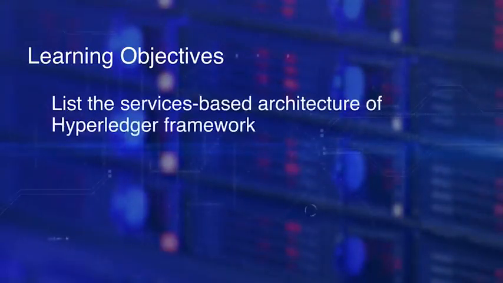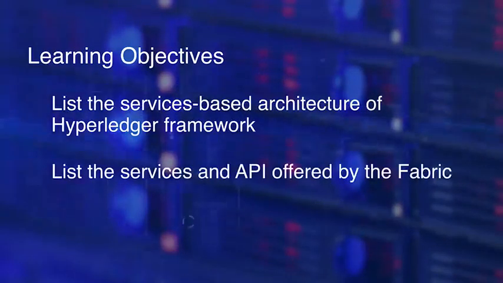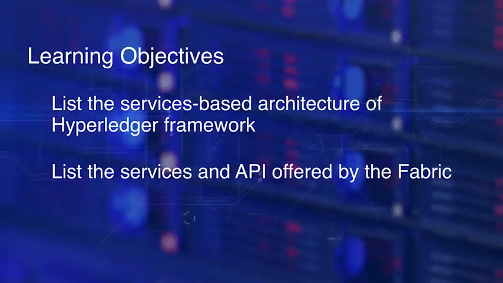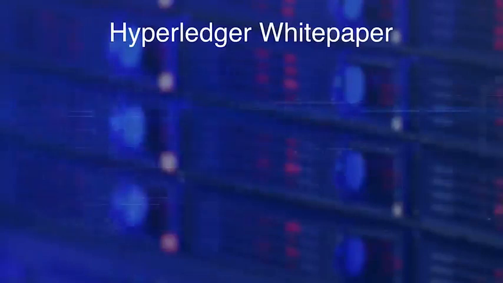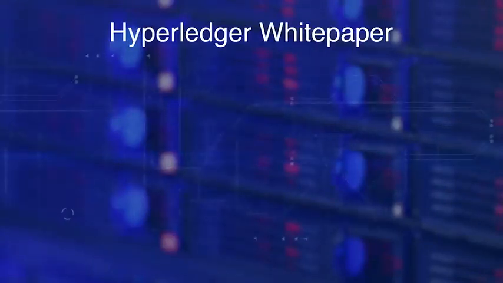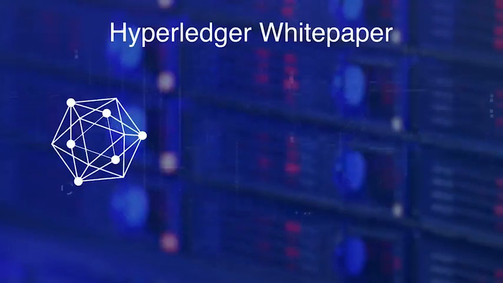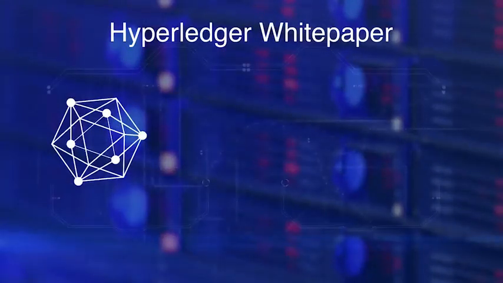On completion of this lesson, you will be able to list the services-based architecture of Hyperledger framework, list the services and API offered by the Hyperledger framework, and explain the various services offered by it. A popular way an emerging technology or business is explained is through a white paper. Recall, we refer to Bitcoin's white paper and Ethereum's white paper in our earlier courses. Of course, there's a white paper explaining the services of the Hyperledger framework. We have provided the link in the resources section.